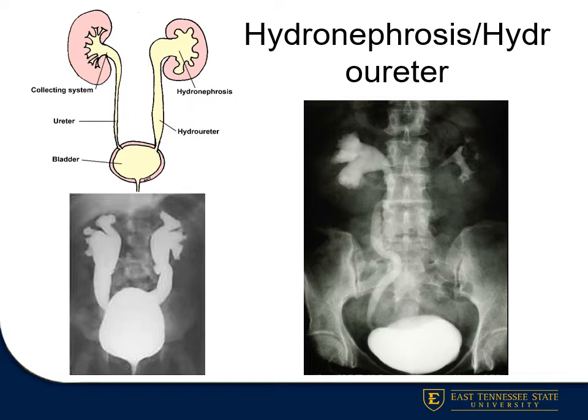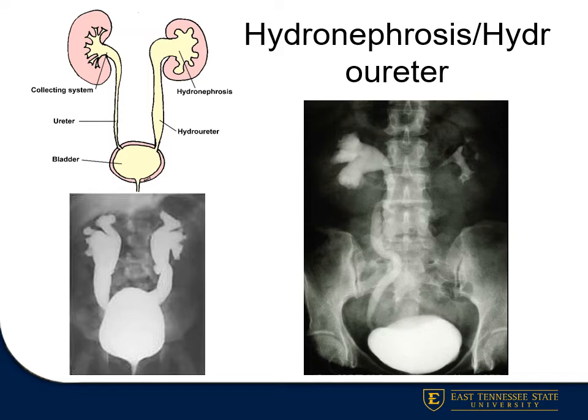The left collecting system, or it's the right collecting system but on the left side of the screen, is markedly dilated, and you can barely see the contrast in the left renal collecting system, and that's a more normal collecting system. But the right-sided collecting system is enlarged, that's hydronephrosis, and the ureter is enlarged and dilated, going all the way down to the urinary bladder, and that's what's known as hydroureter.